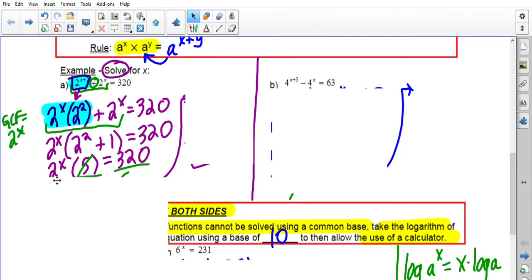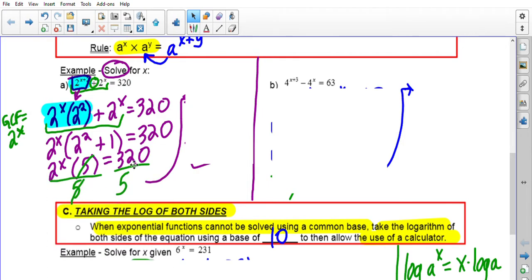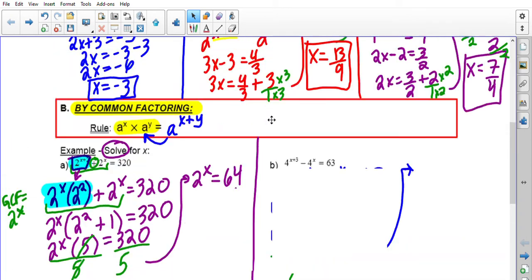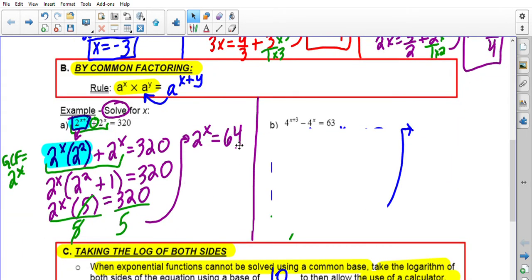Again, the whole point is to isolate for x. So I want to isolate the 2 to the x term first, so we're going to divide out 5 from both sides. So we're going to do 2 to the x equals 320 divided by 5. So 2 to the x equals 64. Now we can do the common base method, which is what we just practiced above. So we can write 64 as 2 to the 6. And because the bases are the same and they're set equal to each other, that means their exponents are equal. So we just found out that x equals 6.